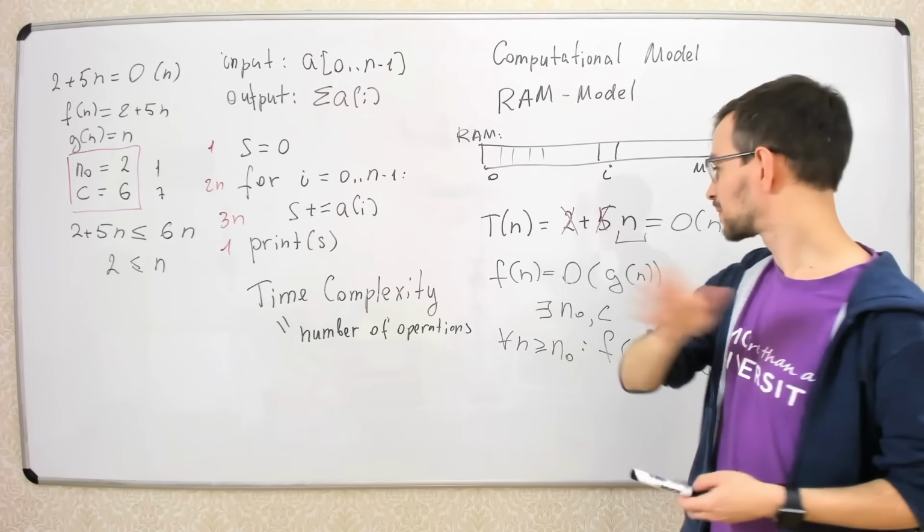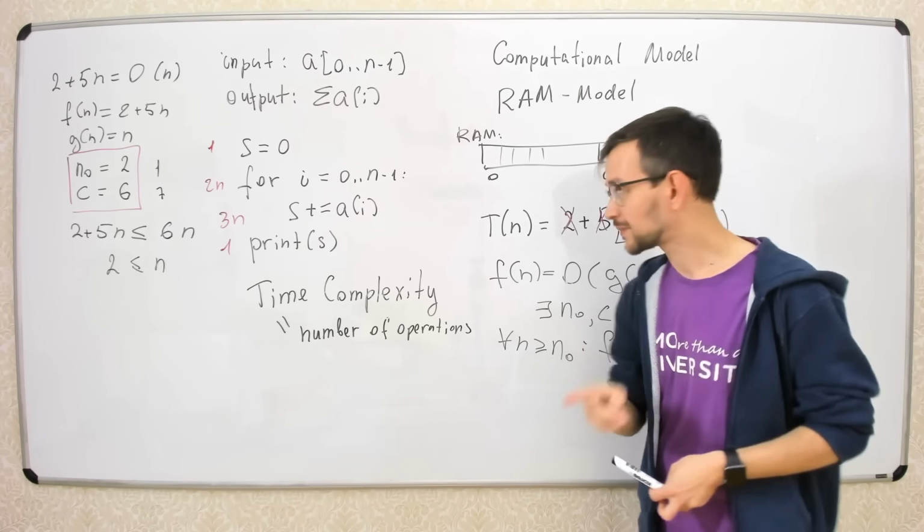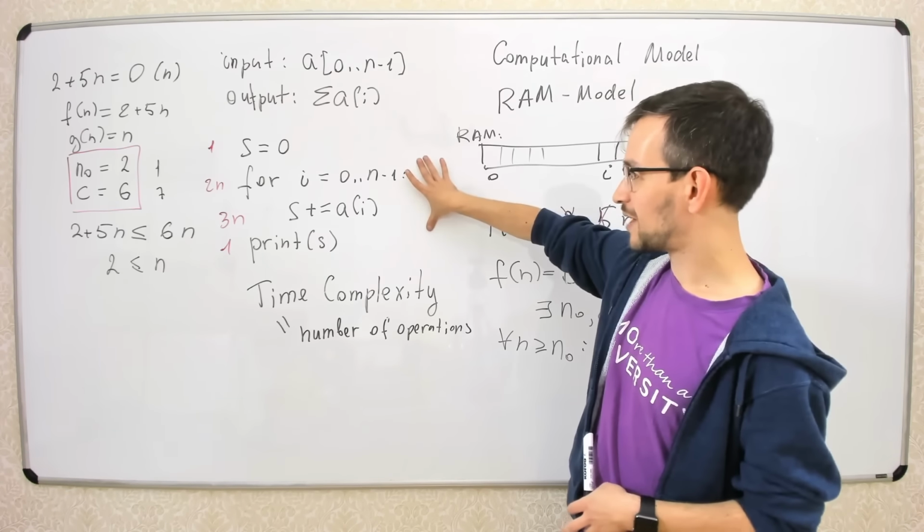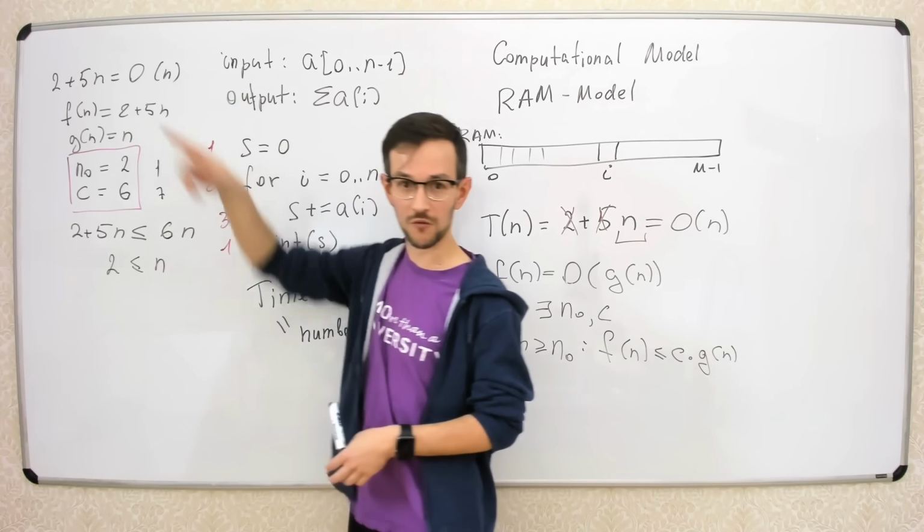Now we proved our first time complexity. So the time complexity of this algorithm is big O of n. Good.